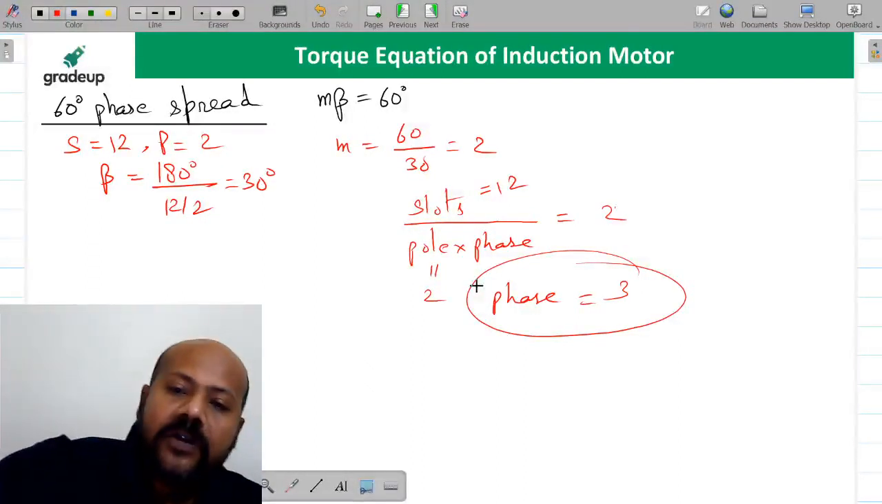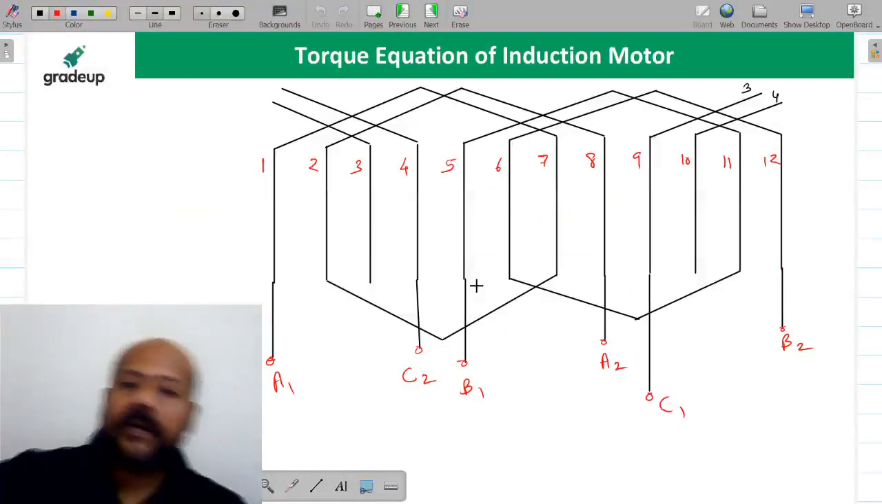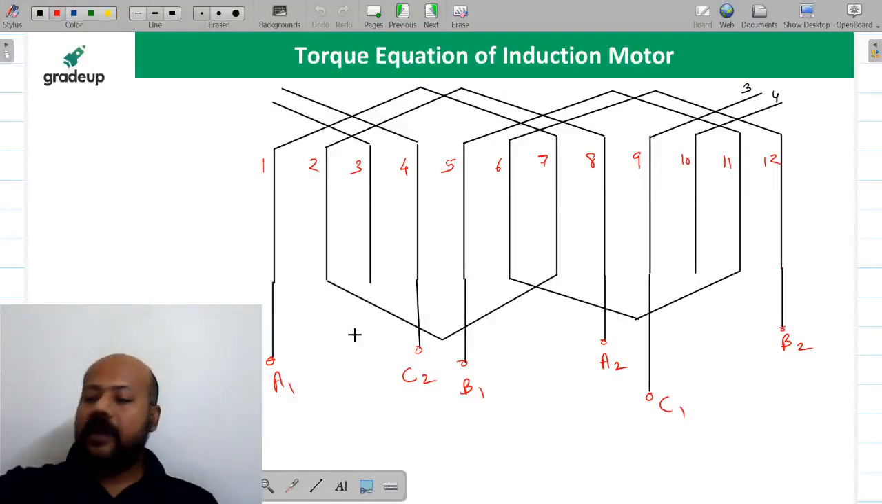Ranjit, Mahal, beta, what is your doubt? Please tell me. What is your doubt? You tell me.